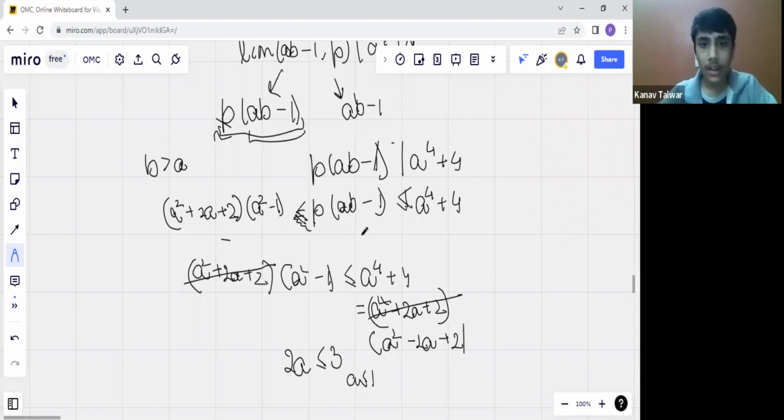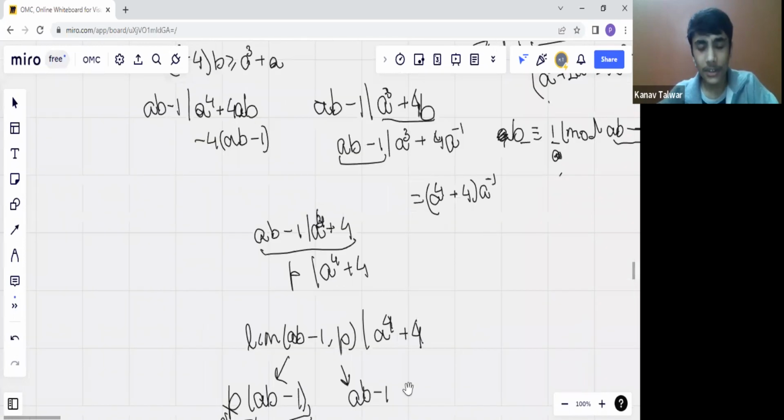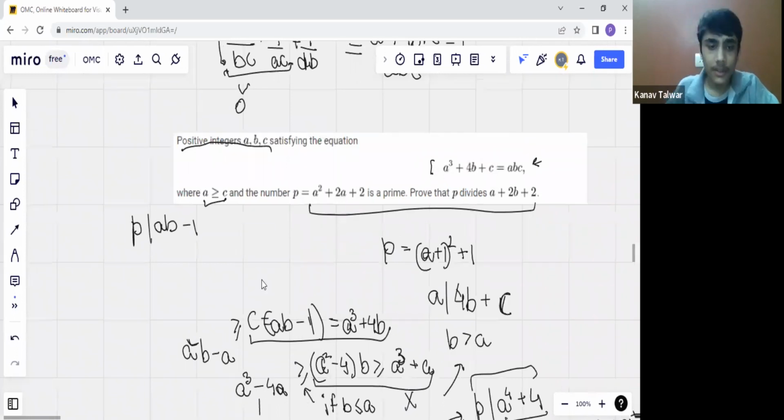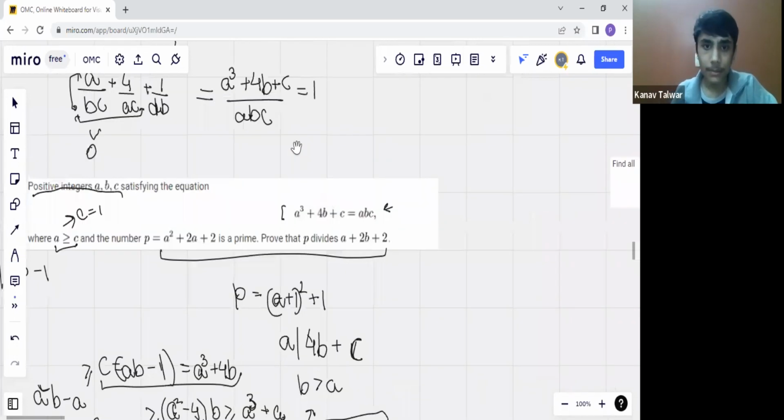But this should not be true. We just check. So what if A is equal to 1? Going back into the statement, first of all, we have this to give us that C is equal to 1, 2. But putting back, we have 4B plus 2 is equal to B. Clearly not possible. So A is not equal to 1.